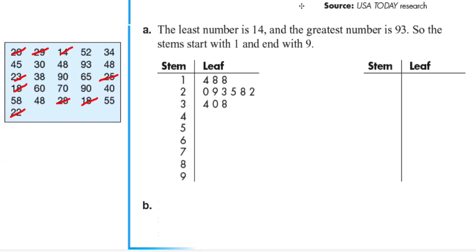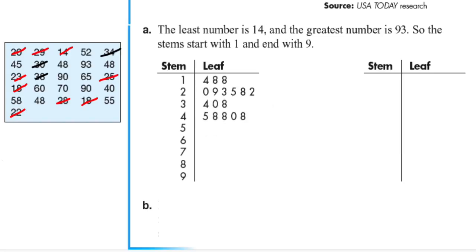In stem 3, we have 4, 0, and 8 because we have 34. Okay, we have 34, number 30, and number 38.